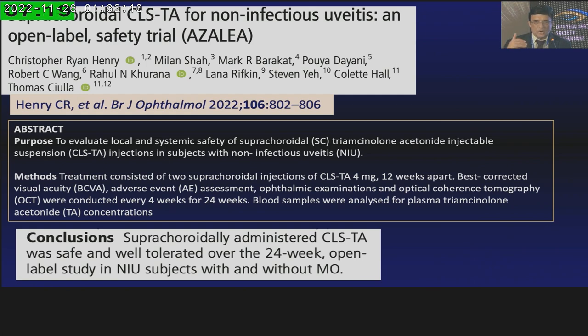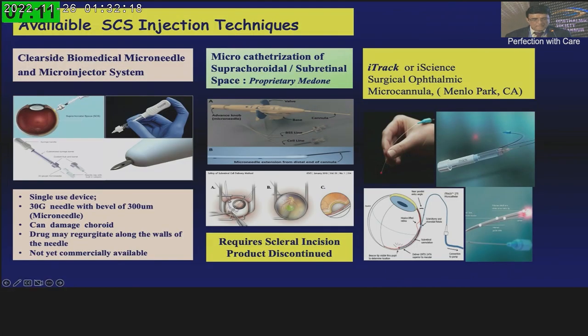So it does not theoretically cause glaucoma, it does not cause cataract, and it delivers the drug to the posterior segment. The problem is that there is a proprietary methodology available by Clearside Biomedical, and this costs a lot. One injection may cost, it's not yet available in the country, but may cost anything over 30,000 rupees. And a micro catheterization of the suprachoroidal space by Med1 has now been discontinued.